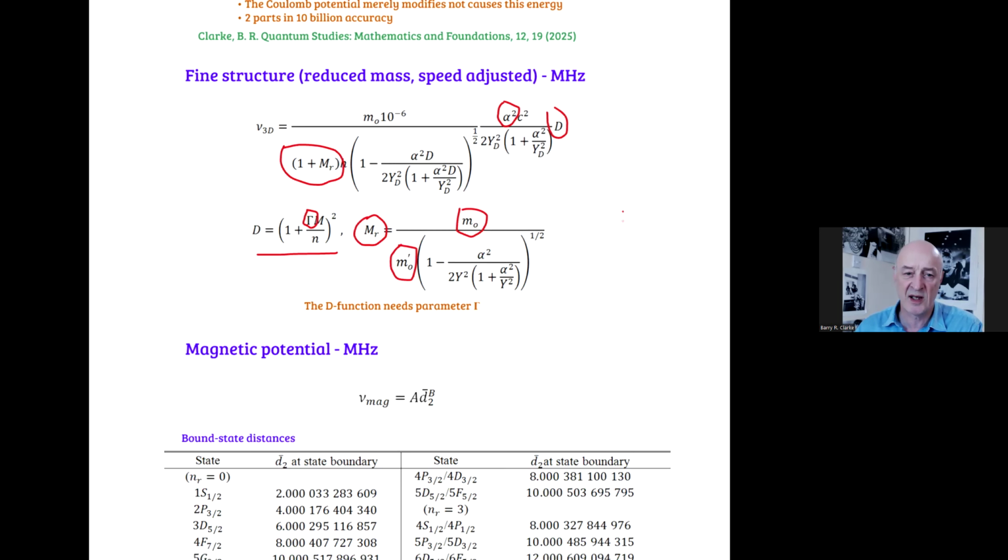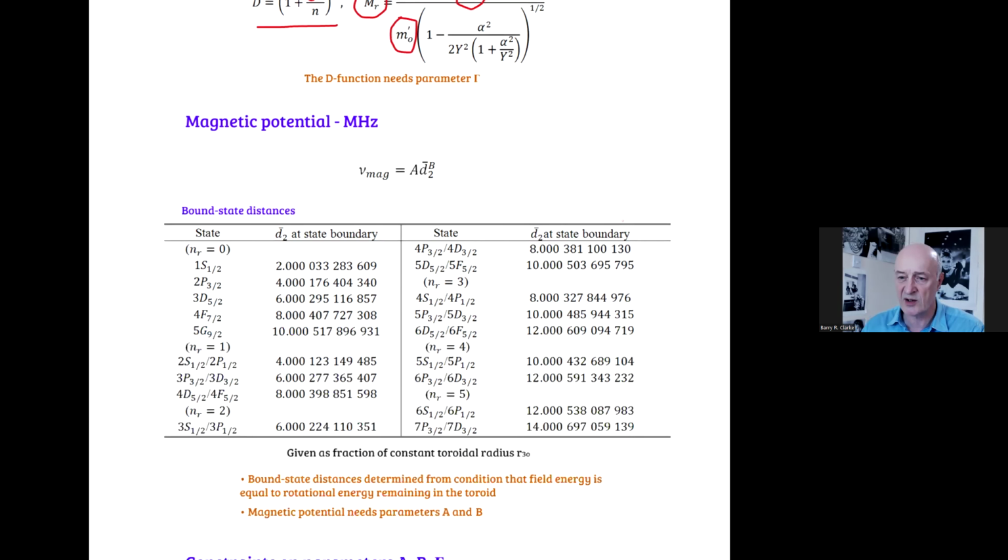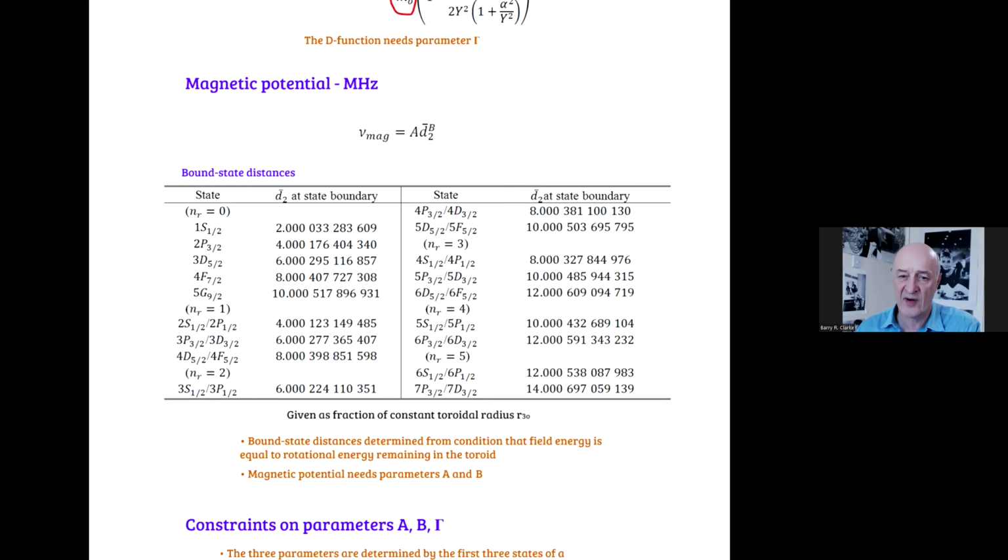Now we come to the magnetic potential, which is the second term in the hyperfine midpoint. You'll see D2 bar here, which we saw on the toroidal diagram. This is the bound state distance.